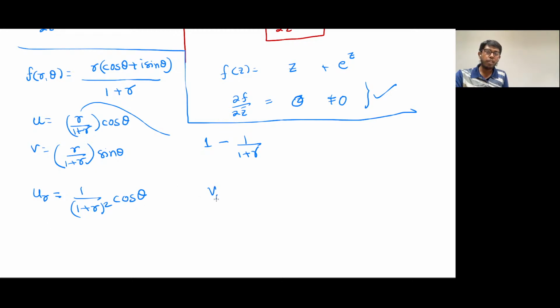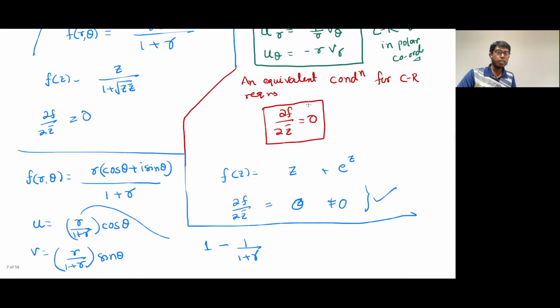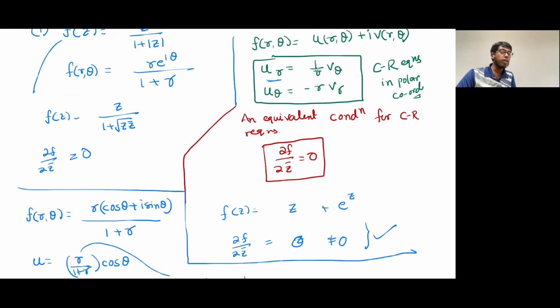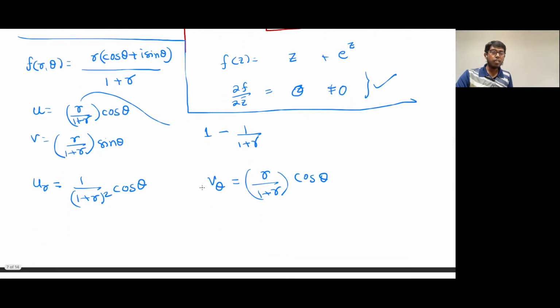And if you take v theta, this equals r by 1 plus r times cosine theta. We need to see what the condition is. It says that u_r equals 1 by r v_theta. But u_r is this, and 1 by r v_theta is this, which is not the same. They are not the same for all r and theta. For example, they are not the same if r equals 2, or even for r equals 1. Therefore, this does not satisfy the Cauchy-Riemann equation for all z.